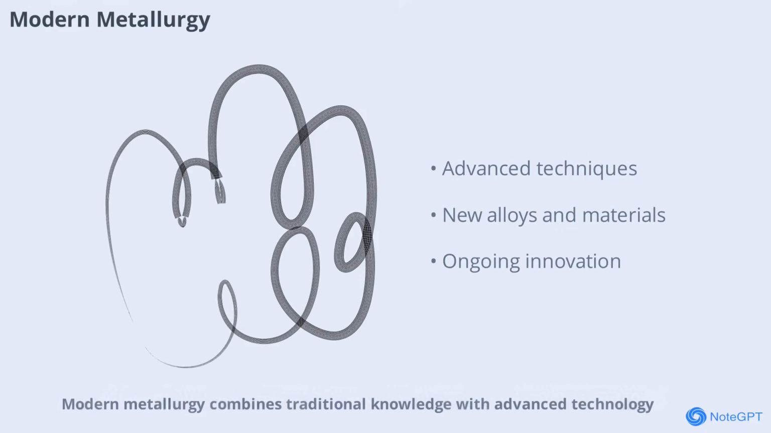Modern metallurgy combines traditional knowledge with advanced technology. Techniques like computer modeling, automation, and nanotechnology have transformed the field. Today, metallurgists develop new alloys, improve extraction methods, and create materials with unique properties for specialized applications. The future of metallurgy is bright, with ongoing research and innovation.